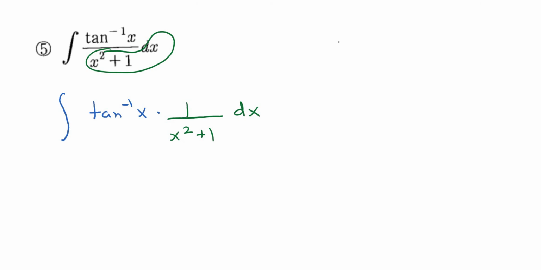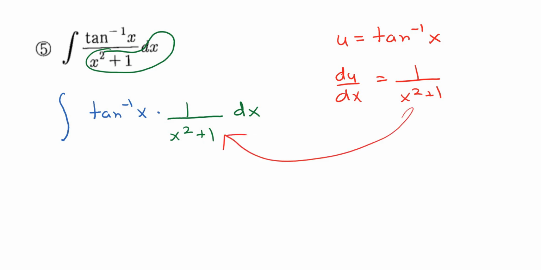And then I will let u equal the inverse of tan. Now the reason why I'm letting u be the inverse of tan is because I know that the derivative of inverse of tan is going to be 1 over x squared plus 1, which does match up with the green expression right there.